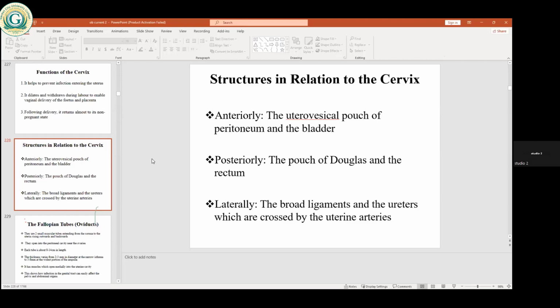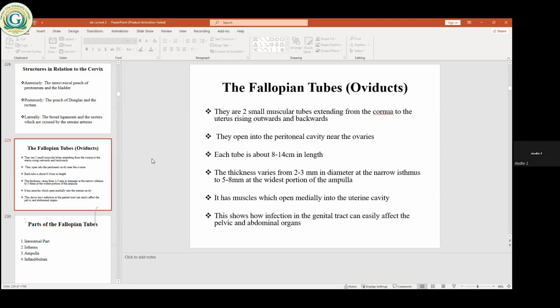Now we have the fallopian tubes. Any question on the cervix and uterus in general? Any question on the uterus in general?